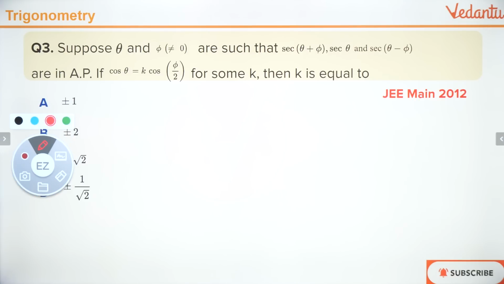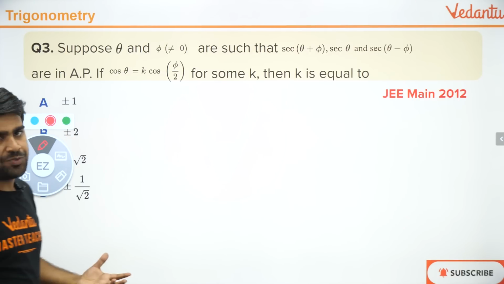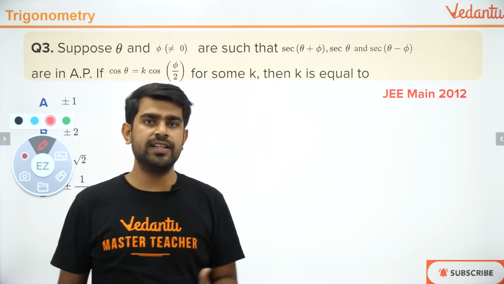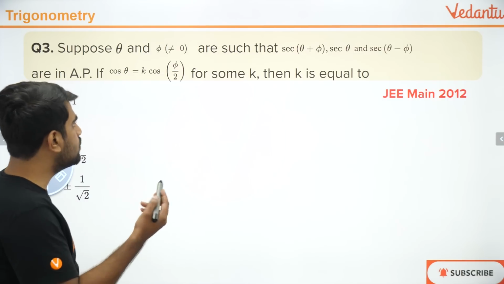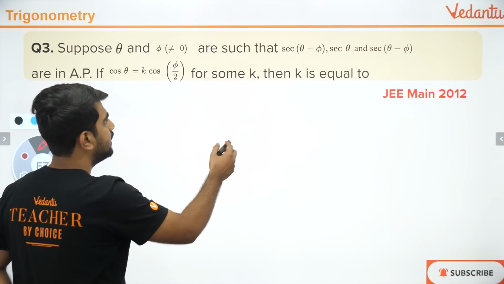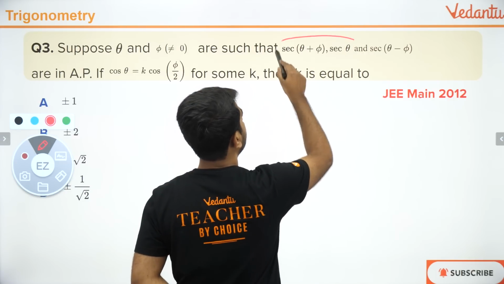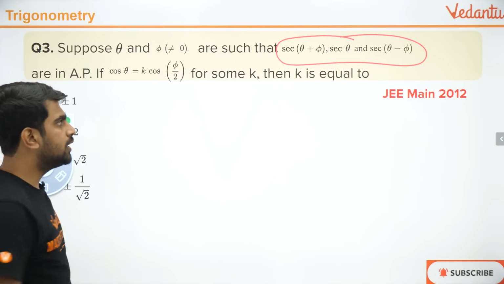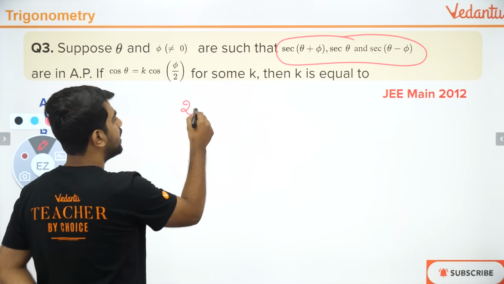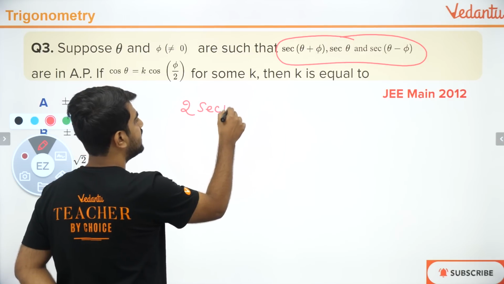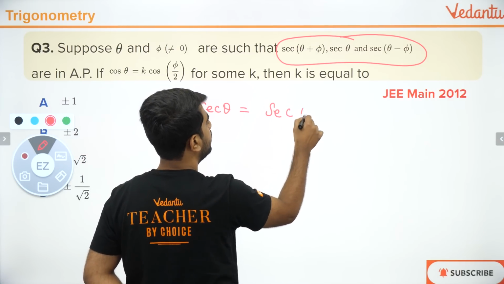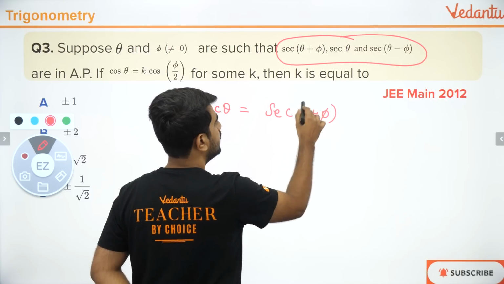So first, the thing which I always do is break down the information. Whenever I want to solve a question, I will try to break down the information given in the question. So let's do that first. What is given to me? It is said that these 3 terms are in AP. So if these 3 terms are in AP, I know that 2 times my middle term, so 2 secant theta, will be equal to the sum of the extreme terms. That is coming from basic AP.